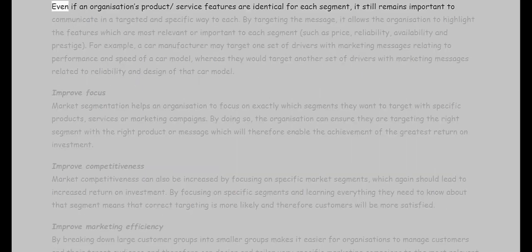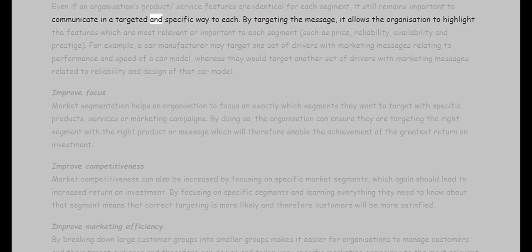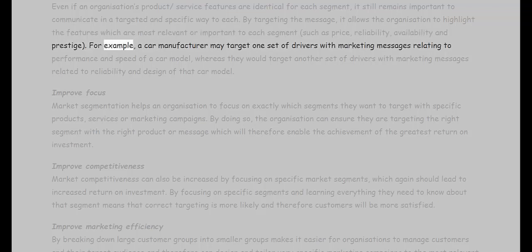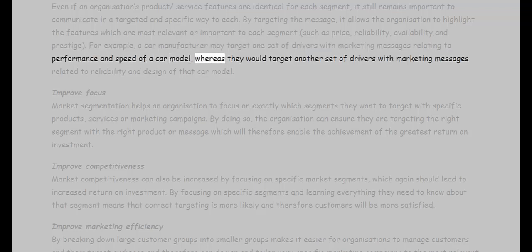Targeted communication. Even if an organization's product service features are identical for each segment, it still remains important to communicate in a targeted and specific way to each. By targeting the message, it allows the organization to highlight the features which are most relevant or important to each segment, such as price, reliability, availability, and prestige. For example, a car manufacturer may target one set of drivers with marketing messages relating to performance and speed of a car model, whereas they would target another set of drivers with marketing messages related to reliability and design of that car model.